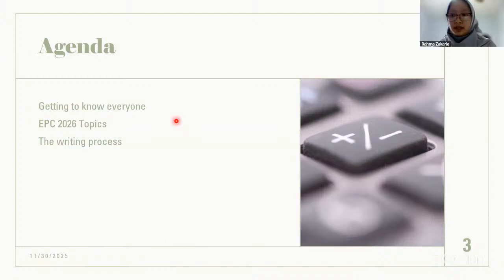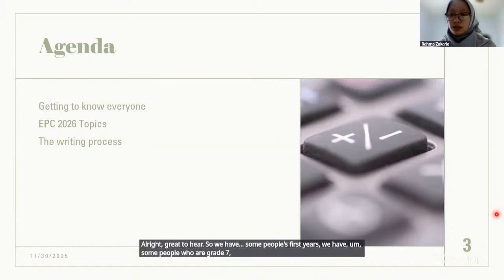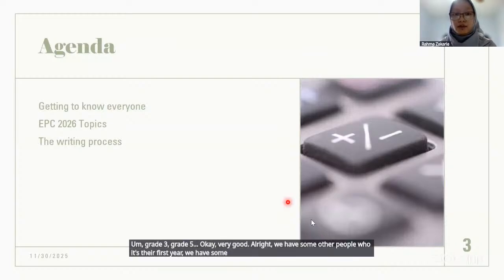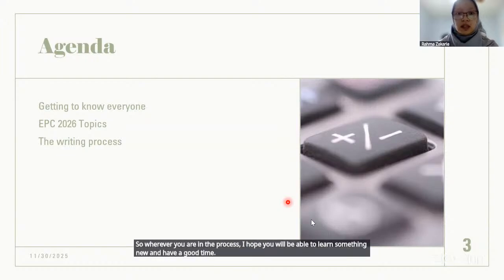Right, great to hear. So we have some people's first years. We have some people who are grade 7, grade 8, so the middle school levels. We have third years, grade 3, grade 5. Okay, very good. All right, we have some other people who it's their first year. We have some people participating for second or fourth years, mashallah. That's really great. So wherever you are in the process, I hope you will be able to learn something new and have a good time while participating in this year's competition.